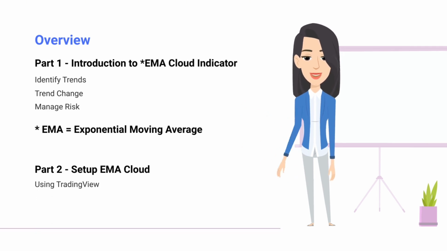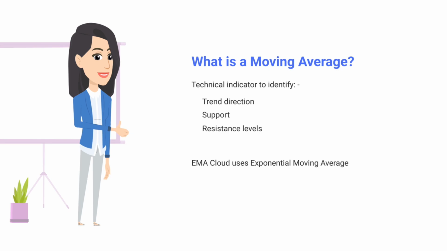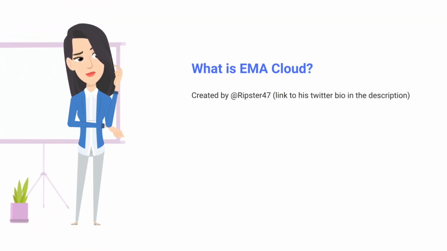Now let's get started. First thing, I wanted to cover what is moving average. Moving average is a commonly used technical indicator to help identify trend direction as well as identifying support and resistance levels. The moving average that are used in the EMA clouds are the exponential moving averages. Next, let's talk about what is the EMA cloud.